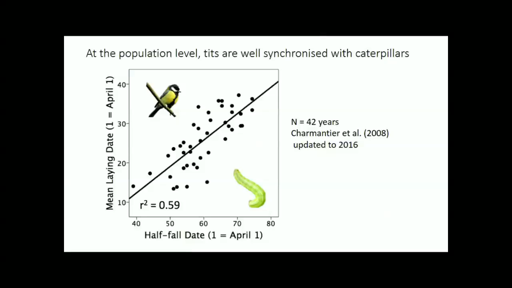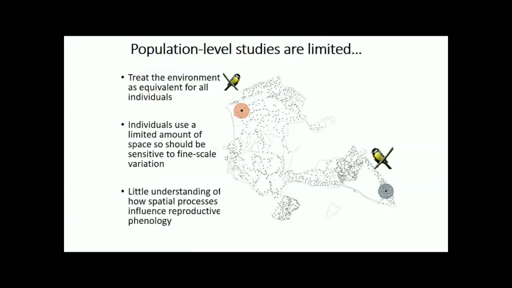So there's a pretty good correlation with those at the population level from year to year. Each of these dots here represents the mean for a population, could be several hundred birds there. And of course that's a bit problematic when you think about what a population really comprises.